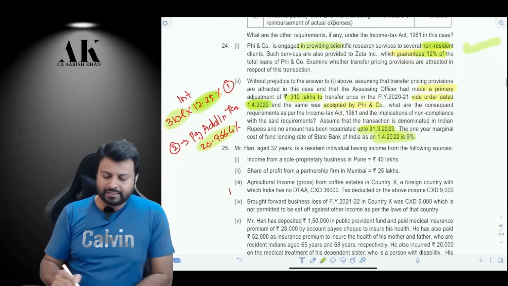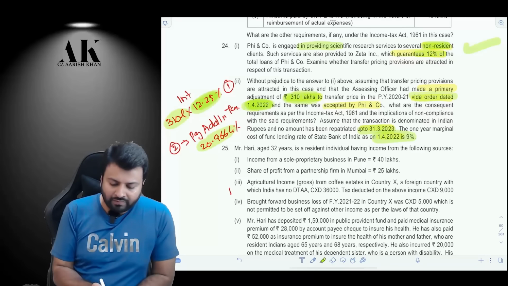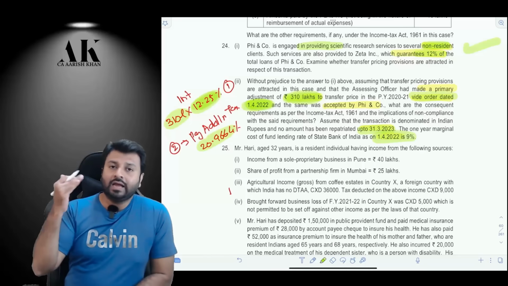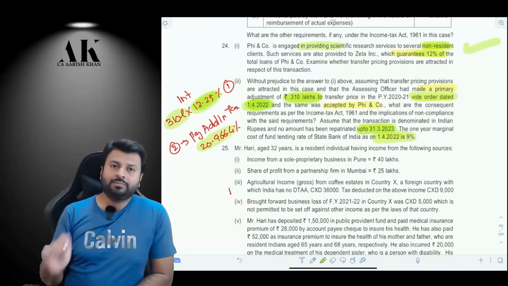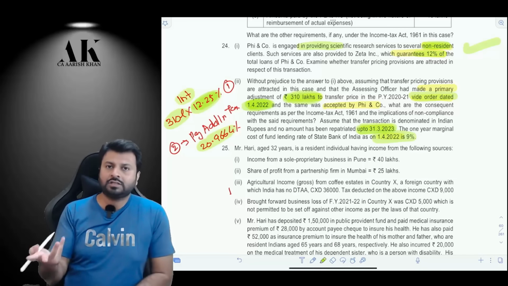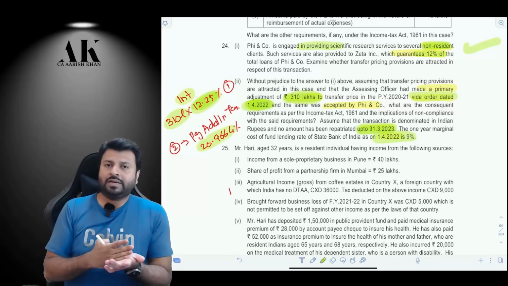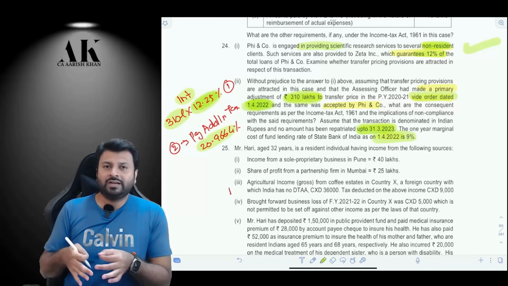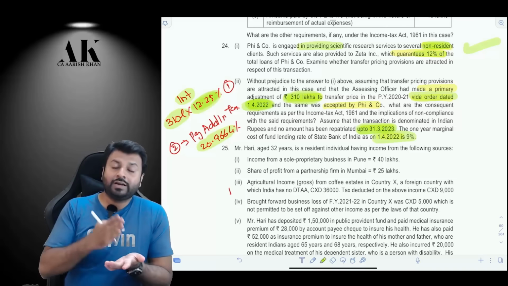Now, the second part is saying that suppose the primary adjustment of 310 lakhs is made by the assessing officer on 1/4/2022, and the assessee has not repatriated that money till 31st March 2023, then what are the possible options with the assessee? The first option is that he has to pay interest. Secondary adjustment will be applicable, because if on 1st April 2022 the AO does the primary adjustment, the assessee should have brought back that money within 90 days from 1st April 2022 to India. If he is not bringing that money, he will be chargeable for interest from 1st April only.